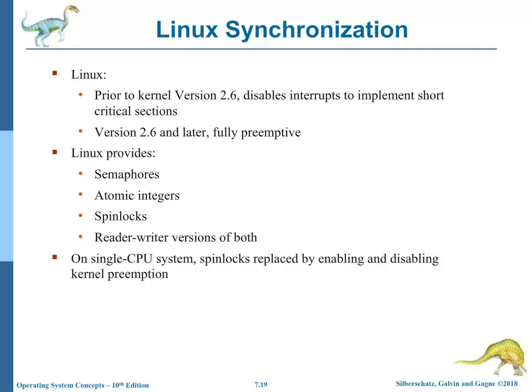Spin lock is a special type of synchronization mechanism which is preferable to use in a multiprocessor SMP system. Basically, it's a busy-wait locking mechanism until the lock is available. In case of unavailability of the lock, it keeps the thread in a tight loop and keeps checking the availability of the lock. Spin lock is not recommended to use in a single processor system. On single CPU systems, spin locks are replaced by enabling and disabling kernel preemption.